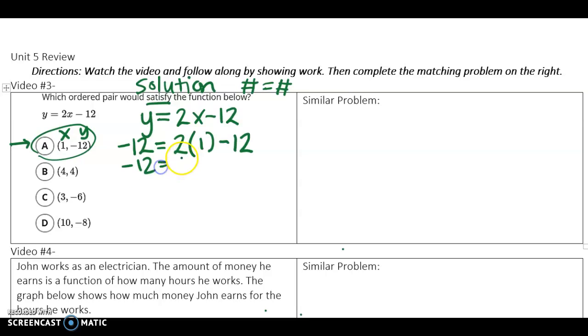Negative 12 equals 2 times 1, which is 2 minus 12. This will actually give me negative 10. So negative 12 does not equal negative 10, so that is not the correct answer choice. I'm going to try this again.